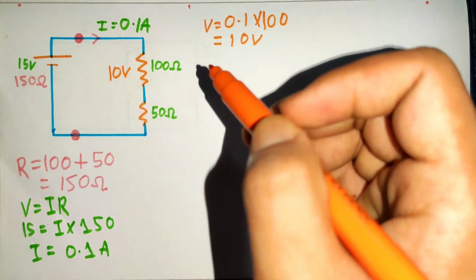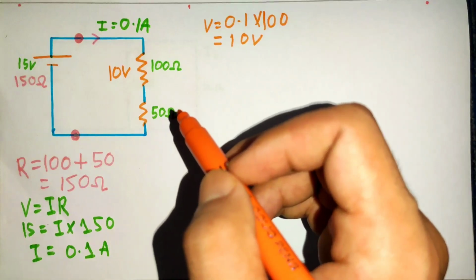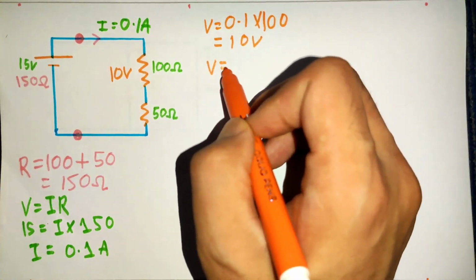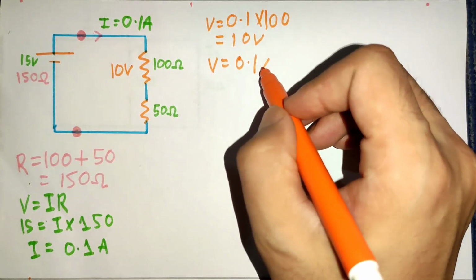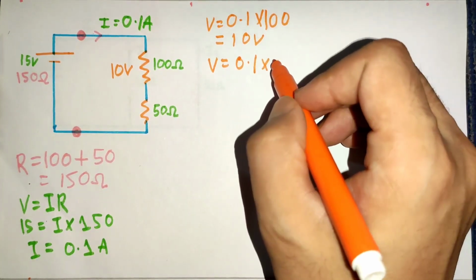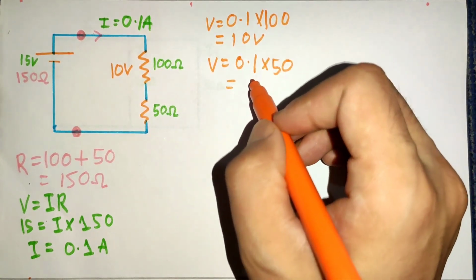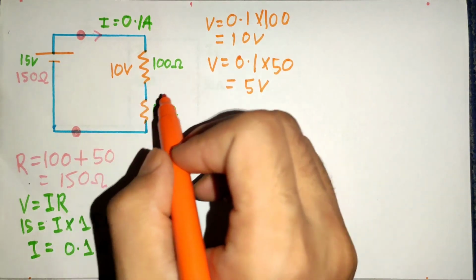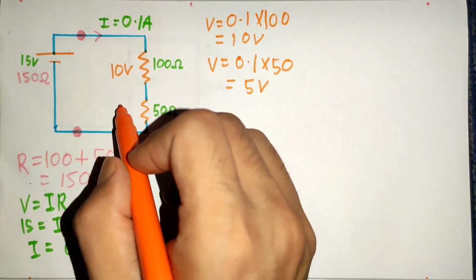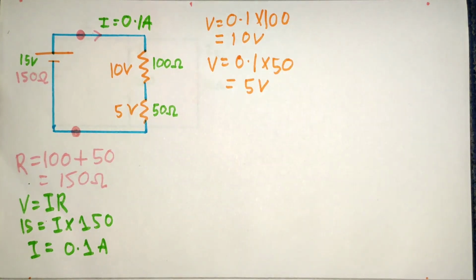In a similar way, we can also calculate the voltage drop across the 50 ohm resistor. V is equal to 0.1 ampere current into 50 ohm resistor. That gives us 5 volt. That means 5 volt is dropped by the 50 ohm resistor. So write it here. Now let's calculate power also.